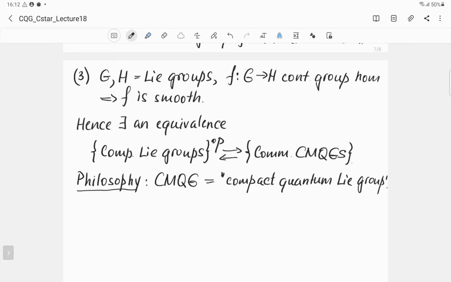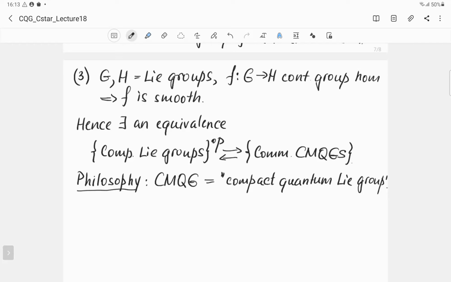Such categories are monoidal C-star categories satisfying some extra properties. And such categories can be interpreted as dual objects to compact quantum groups. But this is quite a long story.